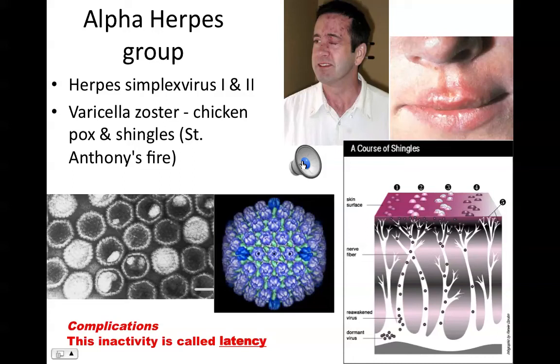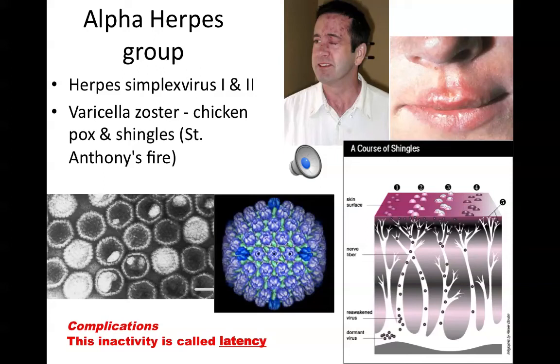In the alpha herpes group, we have 3 viruses that are very common and very important. We have herpes simplex 1, which causes the common cold sore. We have herpes simplex 2, which causes genital herpes, and varicella zoster, which causes chickenpox and shingles, and a condition called St. Anthony's fire, which is essentially shingles.